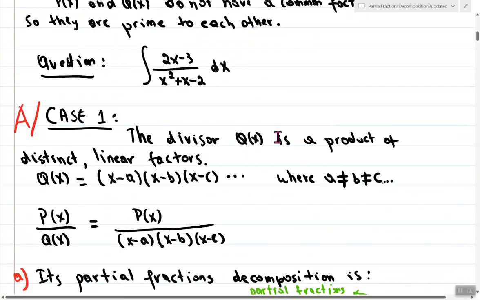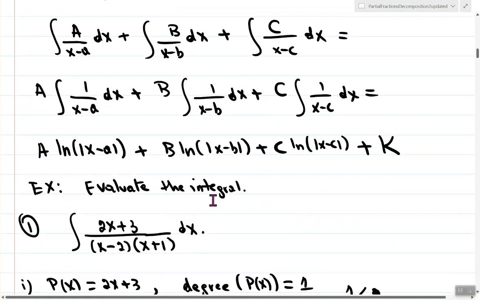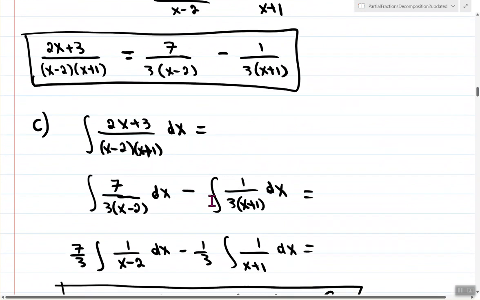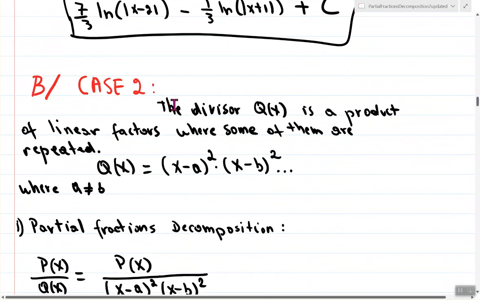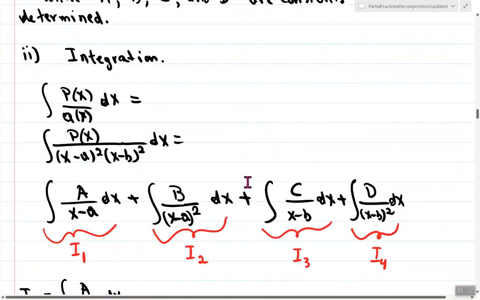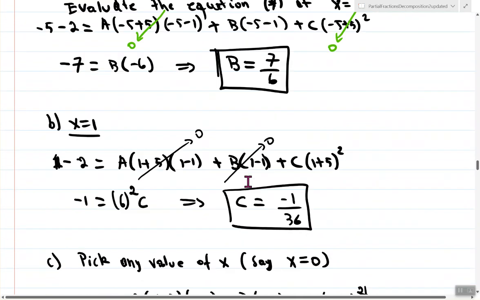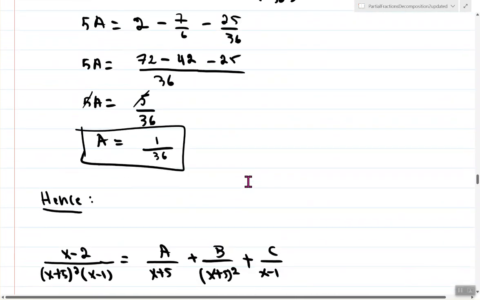So we did case 1 where Q of x was a product of linear distinct factors, and then we also did case 2 in our two previous videos. In case 2, Q of x was a product of linear factors where some of those factors are repeated, and now we're going to discuss case 3. Case 3 is different from case 1 and case 2.